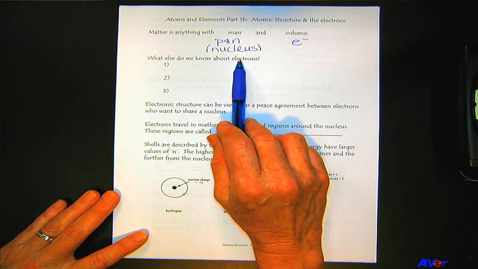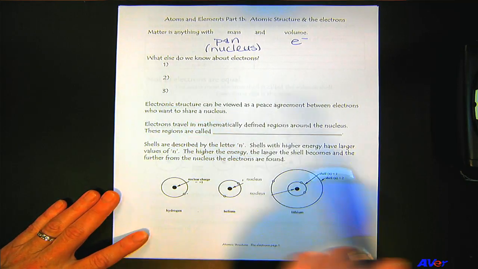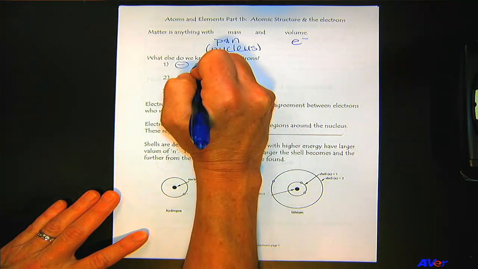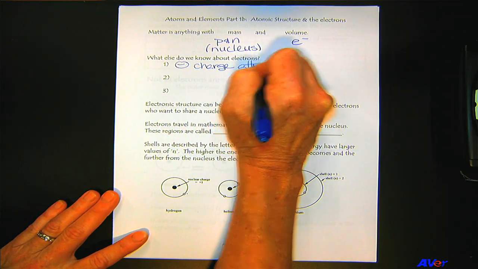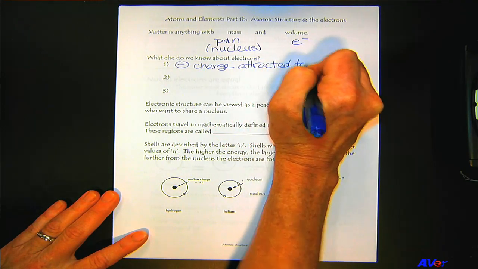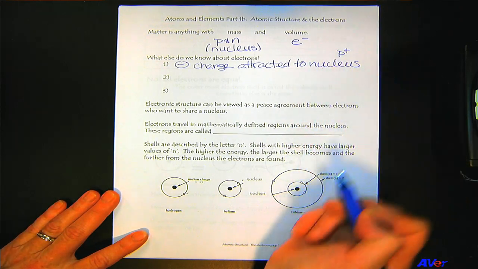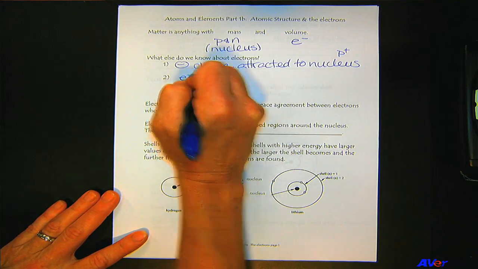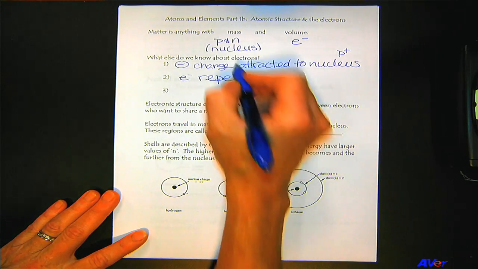So what else do we know about the electrons other than they create the volume of atoms and therefore the volume of matter? Well, we know they have a negative charge, and we know that that negative charge is attracted to the nucleus. And of course, the reason for that is because the nucleus has the positively charged protons. We also know that electrons don't like each other. They find each other quite repulsive. Electron repulsion.